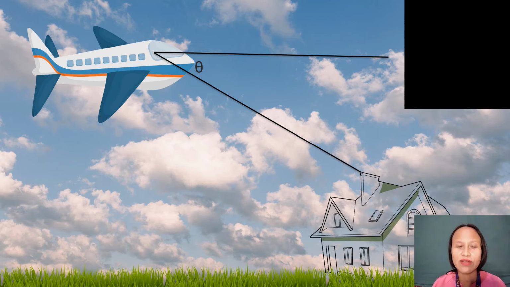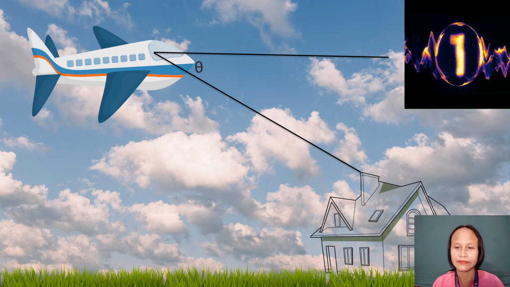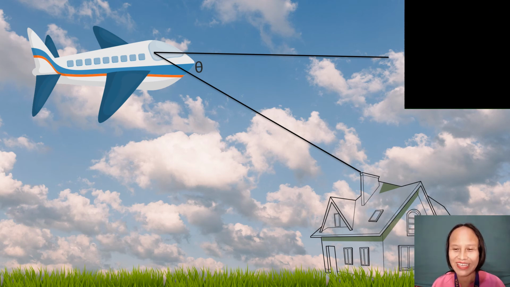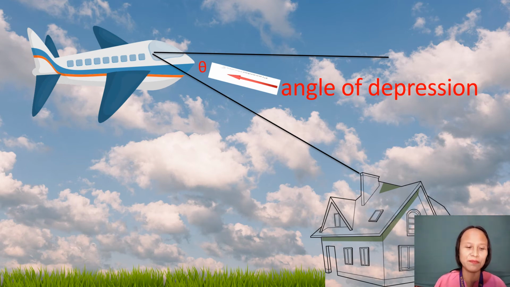Okay, in this illustration, what is angle theta? 5, 4, 3, 2, 1. Okay, time's up. The angle formed is an angle of depression. Why angle of depression? Where is the observer? The observer is actually inside the airplane. So from his horizontal line of sight to the object below, therefore the angle formed is an angle of depression.